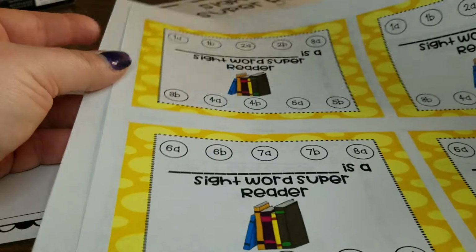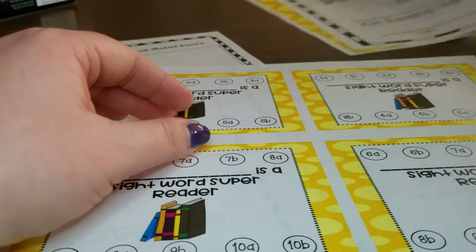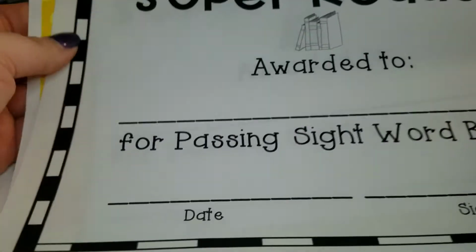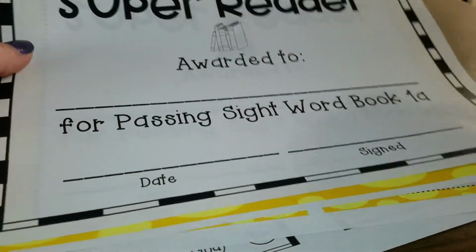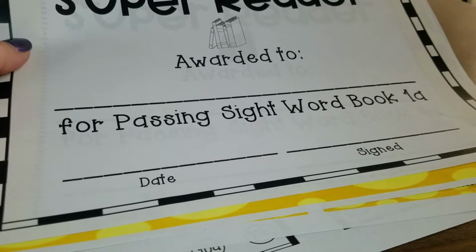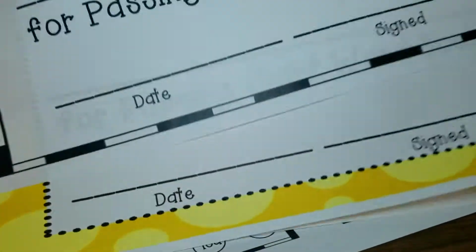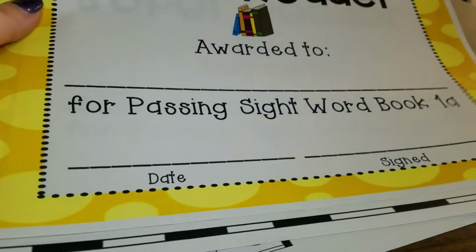So this is in color, and it's in black and white for you. And kind of going along with the awards as well, I want to really recognize when a student passes a level. So I have this super sight word reader. So this is, he passed book 1A. So I can just write his name, I could date and sign it. Once again, black and white and color.